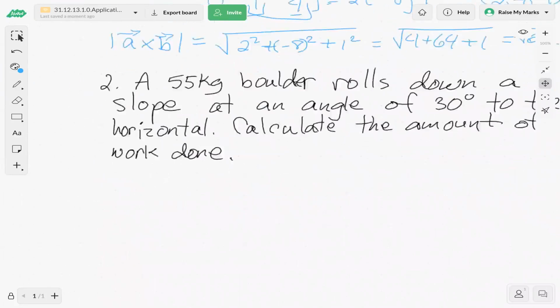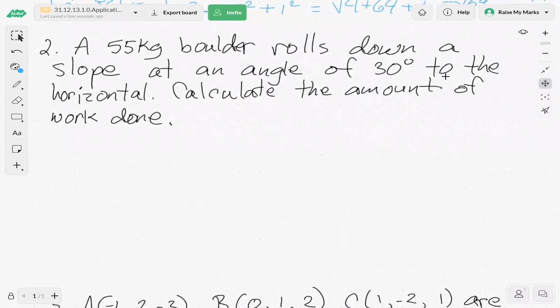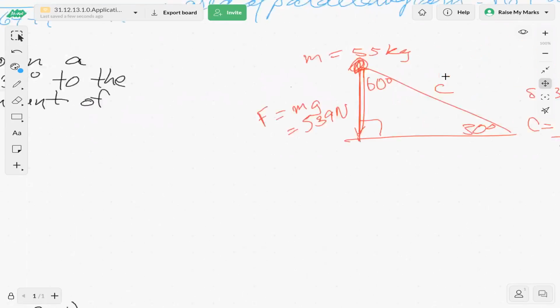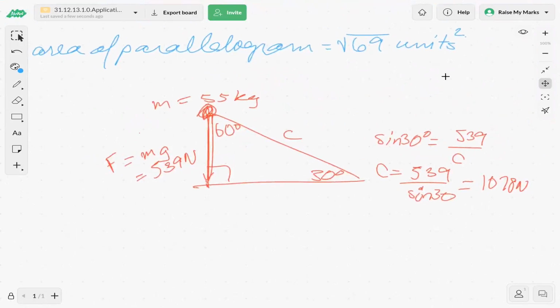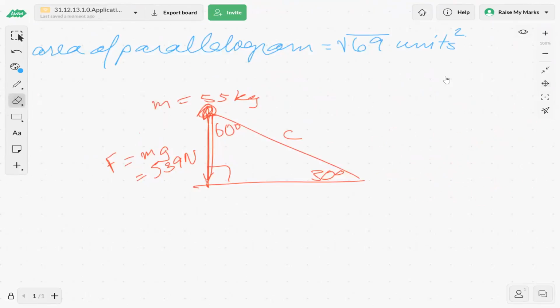All right, let's have a look at our second question. A 55-gram boulder rolls down a slope at an angle of 30 degrees to the horizontal. Calculate the amount of work done. I do have a diagram here, so let's see what this diagram is about. Let's take some of this away so we don't give the answer away. All right, so we have this nice diagram.